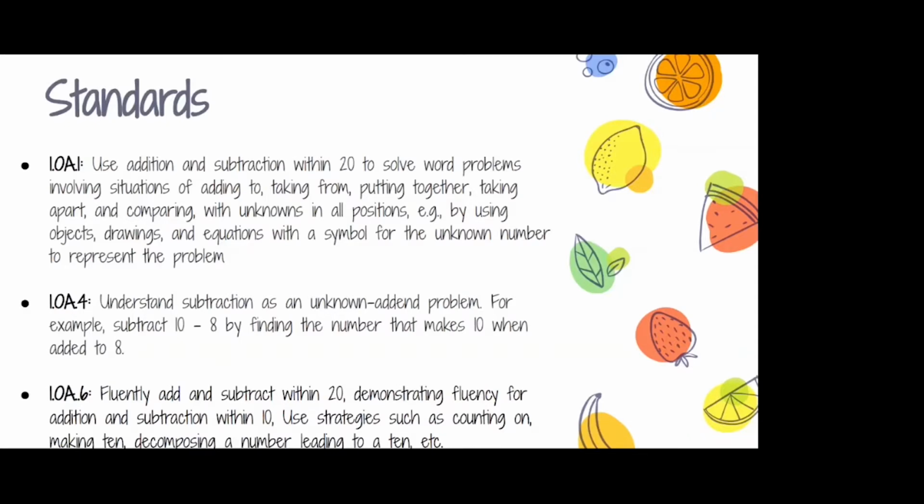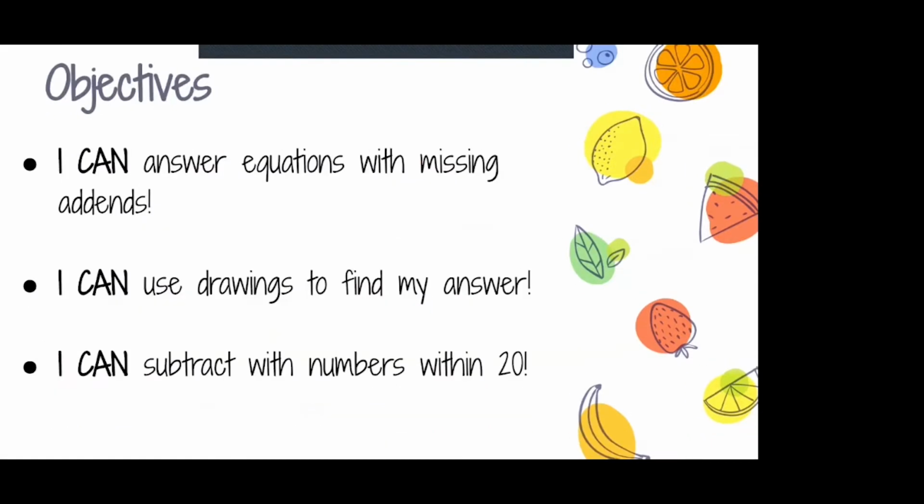All right, so next we have our objectives. As you know, I'm going to say it first, then we're going to say it together. You ready? Perfect. I can answer equations with missing addends. Your turn. I can answer equations with missing addends. Next, I can use drawings to find my answer. Your turn. I can use drawings to find my answer. And last, I can subtract with numbers within 20. Your turn. I can subtract numbers within 20.